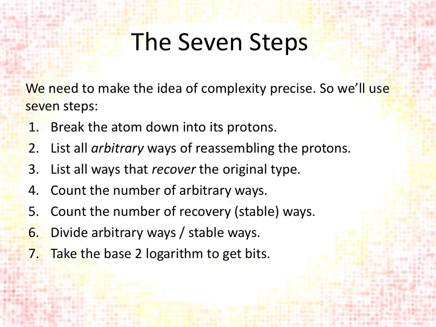There are 7 steps in analyzing the complexity of something, and here they are. First, we break an atom down into its protons. We list all the arbitrary ways of reassembling the protons. Then we list all the ways that recover the original type of atom. We count the number of arbitrary ways. We count the number of recovery ways, ways to recover the original type. And we divide the arbitrary ways by the recovery ways, which are also the stable ways, the ways that preserve the type of the atom. And then we take the base 2 logarithm to get bits of complexity.